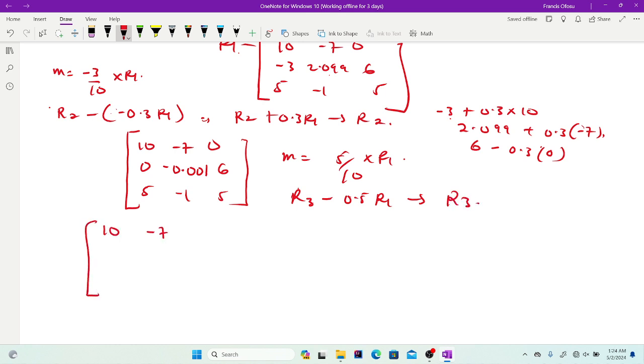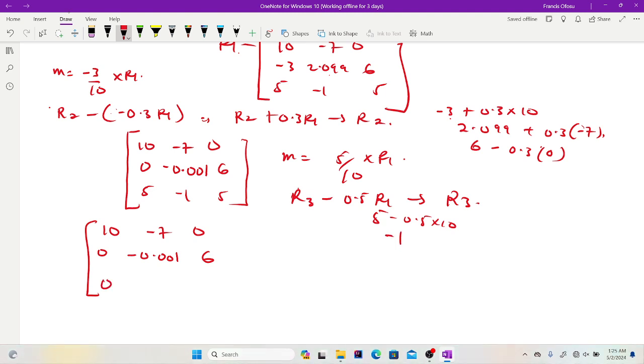Row 1 maintains. Row 2 is 0, negative 0.001. So I think I need 1, 2, 3. No, it's supposed to be 2. So 1, 2, 3. Yes, so it's supposed to be 2 zeros here. So negative 0.0016. Then here becomes 5 minus 0.5 times 10. That is 5 minus 5, giving me 0.